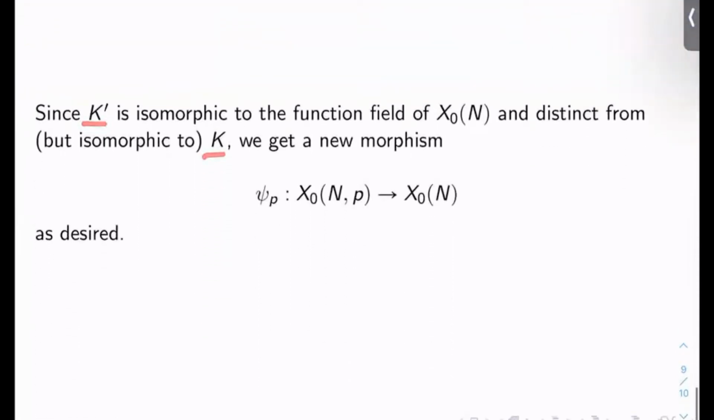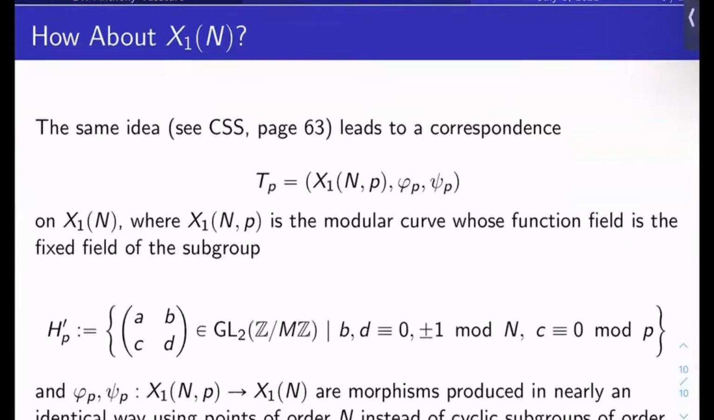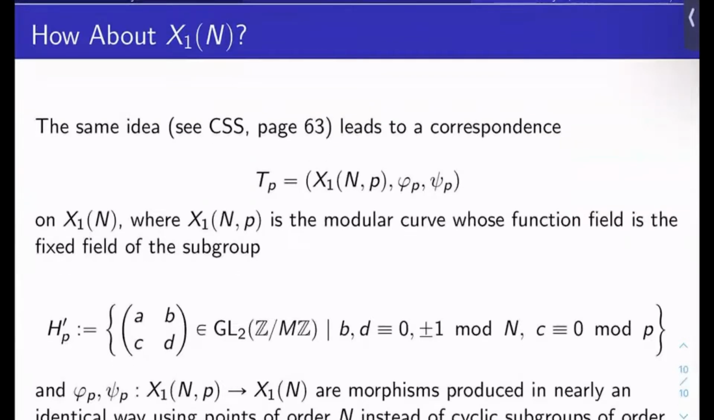Okay, and so this gives us another morphism psi sub p from X_0(Np) to X_0(N) as desired. And it gives us this morphism in the same way that we got our first morphism, basically from the curves-fields correspondence. We have an inclusion of function fields corresponding to a map of modular curves. Okay, the last thing I want to say for today is what happens for X_1(N). You can see CSS page 63 for this.